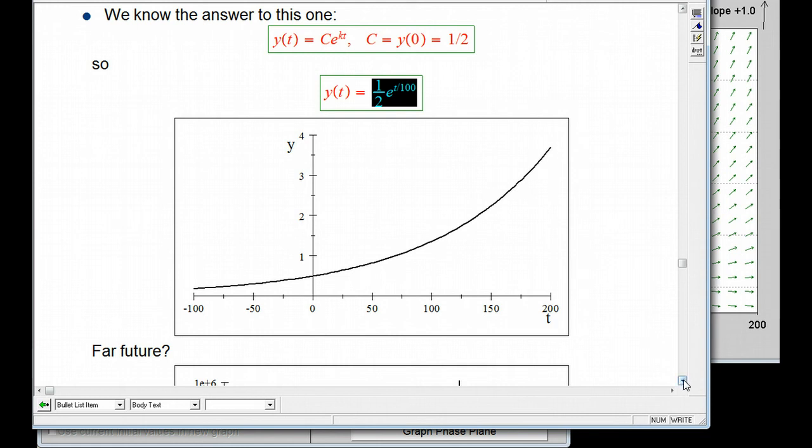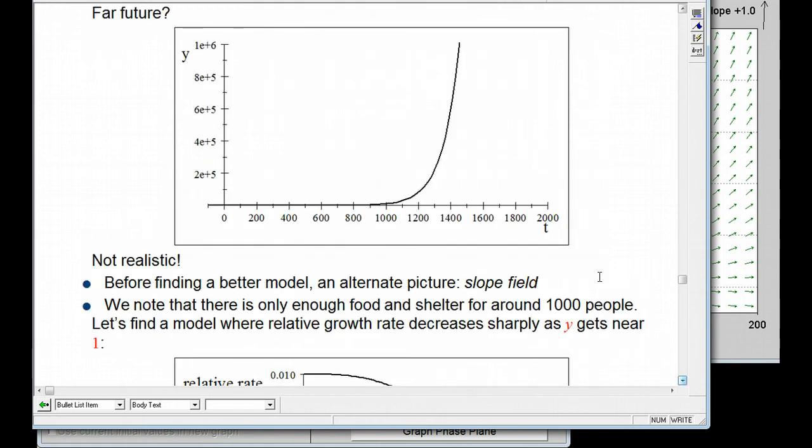Now, what about in the far future, though? Let's extrapolate that out 2,000 years. Look at the scale here, okay? Remember, y is in units of thousands of people. We've got this little tiny island, Halloween Island. We're predicting after a long, long time, 1,400 years, that it's going to have 1 billion people on it.